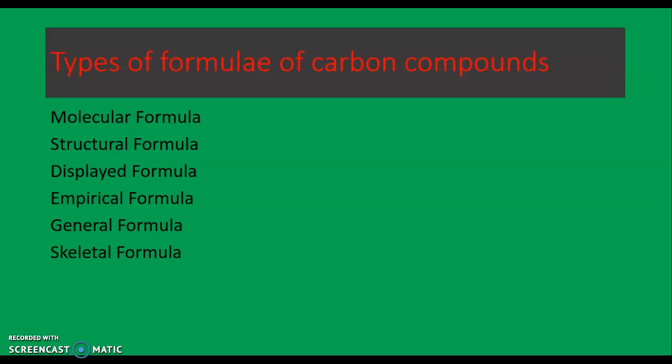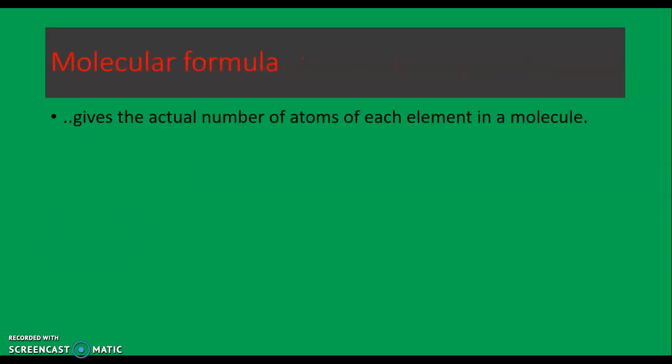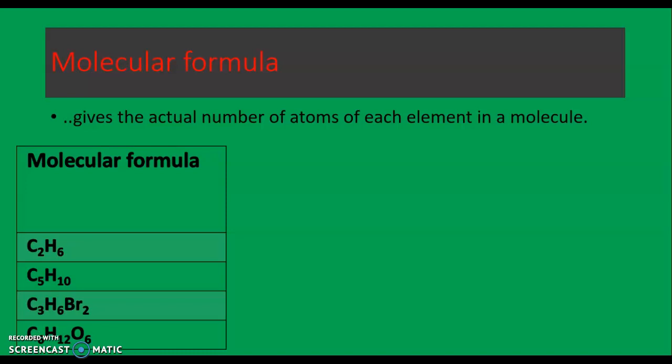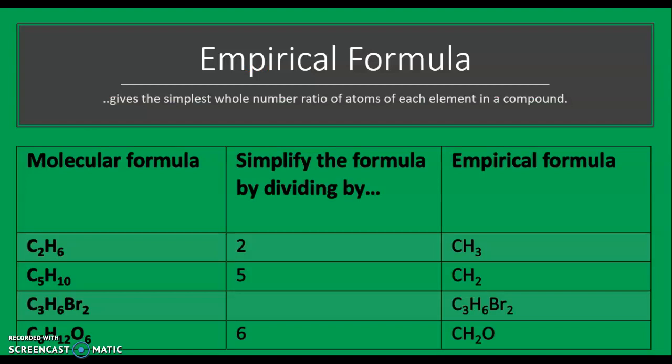We're going to decode each of these formulae and look at some examples. A molecular formula gives you the actual number of atoms of each element in the molecule. For example, C2H6 tells you exactly that this compound has 2 carbons and 6 hydrogen atoms. You can simplify it by dividing by 2. If I write C2H6 in the simplified manner, I get CH3, because the ratio 2:6 can be simplified to 1:3 by dividing by 2.